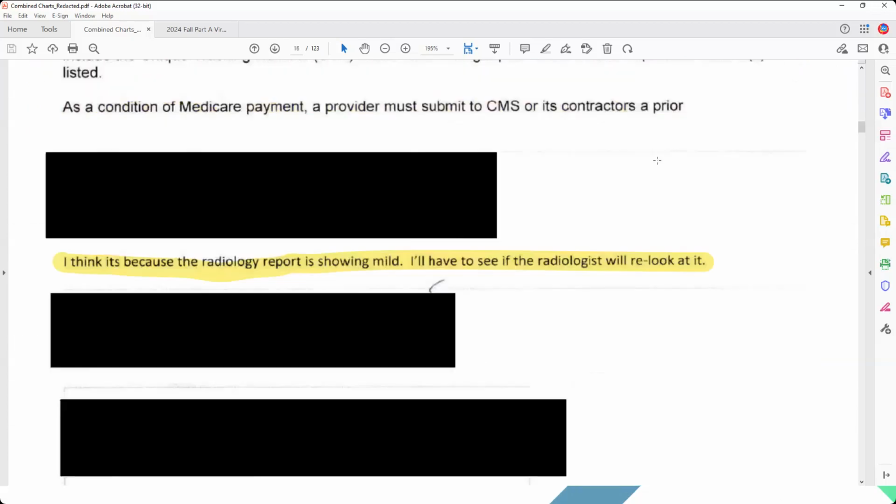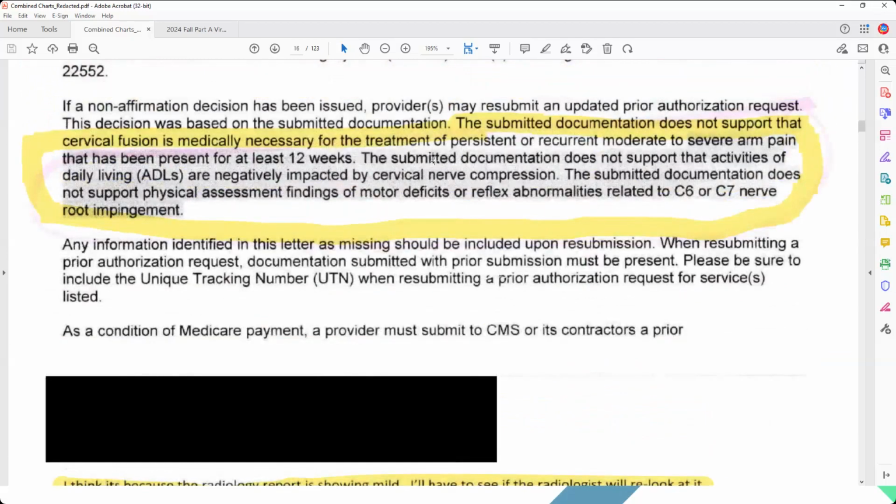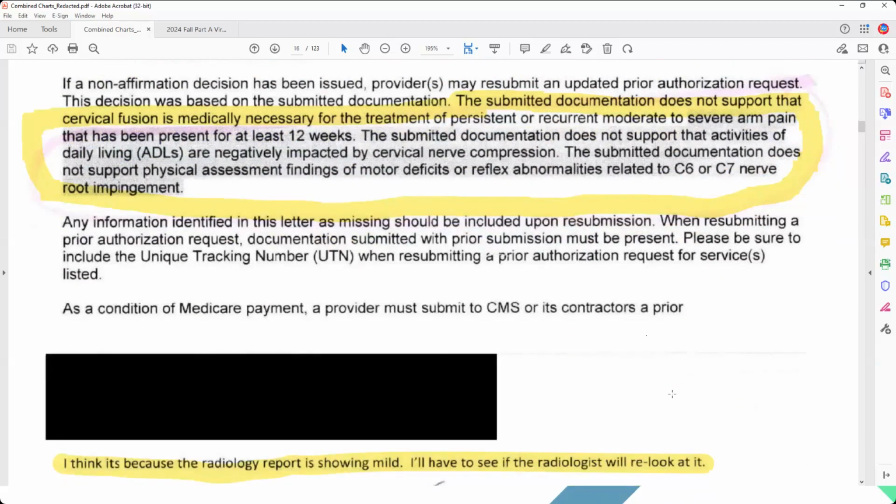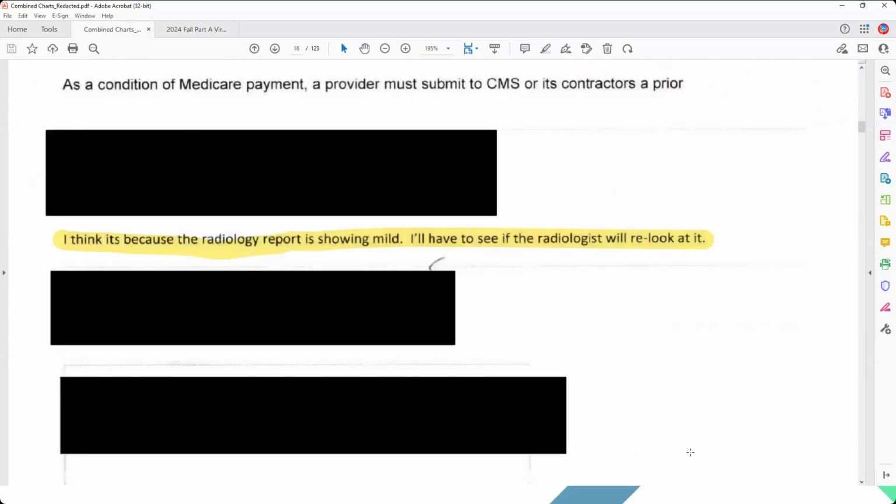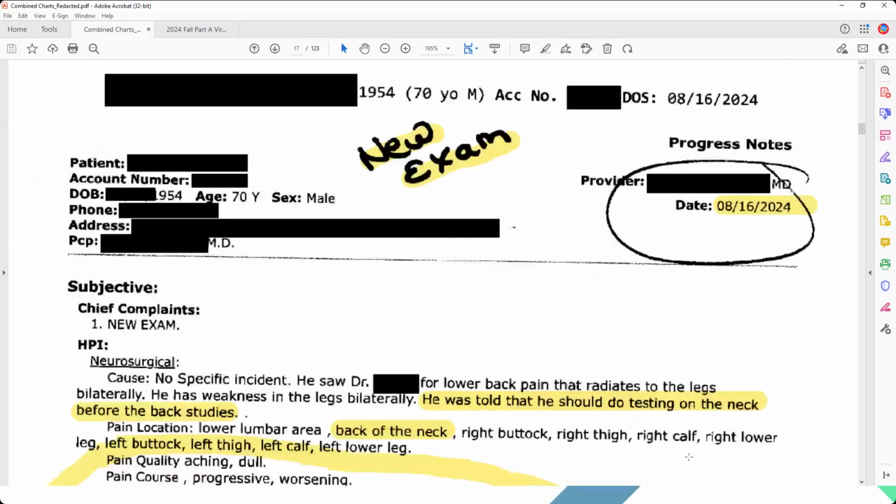We just didn't have all that other information about the arm pain, the length, that it was at least 12 weeks, the ADLs impacted, and the assessment findings and like the myotome testing.